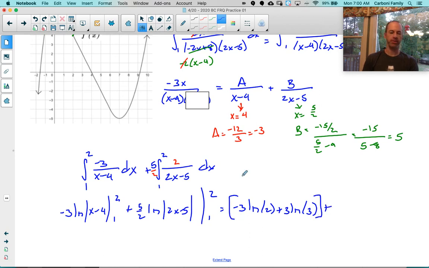Brackets aren't necessary. It just makes me feel good being able to see the evaluation of each integral separate. And so then I have 5 halves natural log of the absolute value of negative 1, which would be 5 halves natural log of 1, which would be 0. So we could leave that one out. Plus 5 halves natural log of the absolute value of 2 minus 5, which is 3. And I will absolutely not attempt to simplify that in any way. There is my answer for part D.